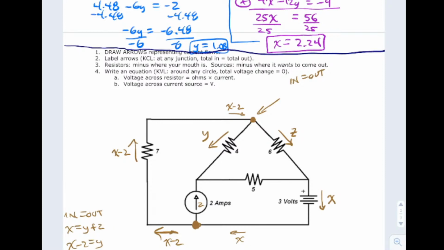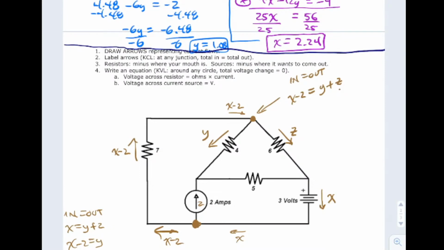So coming in is the X minus 2. Going out is the Y and the Z. So actually, I can get Z by itself, subtract Y on both sides. Z is going to be the same as X minus 2 minus Y. So it's a big label, but I can use that instead of Z. You know what that really is? That's X minus 2 minus Y. That's what that really is.